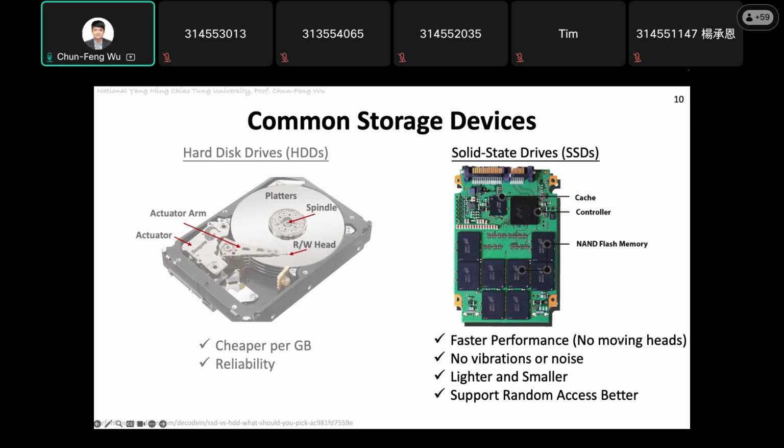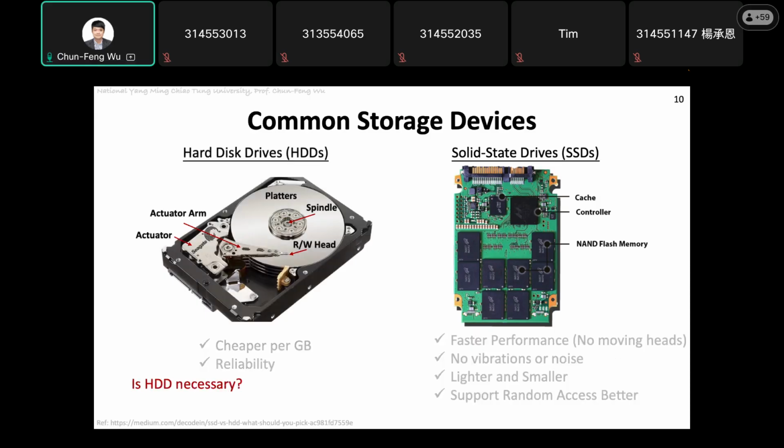So faster performance, no wipe. And there is another very important thing, which is the noise. When you power on your computer, you will hear a lot of noise from the hard disk drive, especially when it reads the data and the head moves forward and backward. But a solid state drive is super quiet, I would say, because there's no moving part. They use electrical principles to read all the data.